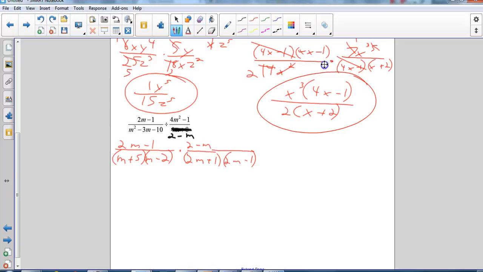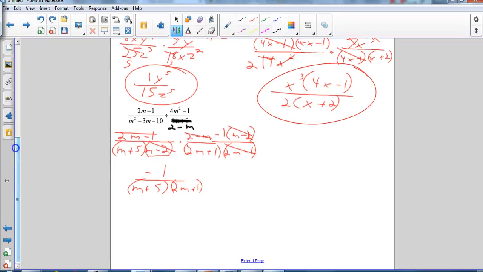Difference of squares. Now, 2m minus 1 will cancel with the 2m minus 1. And notice, this 2 minus m is close to this m minus 2, but not exactly. So I can do what we talked about the other day and pull out a negative 1 and make this m minus 2. Which then I can now cancel, which leaves me on top, negative 1 over m plus 5 times 2m plus 1.